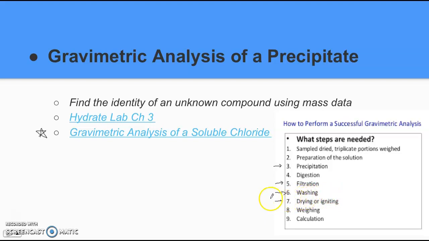The most common method is what we use, just a drying oven. And then you weigh it. And then you usually have to subtract out the mass of the filter paper. And then you can do whatever calculations that you need to do. So those steps are always in every type of gravimetric analysis lab.